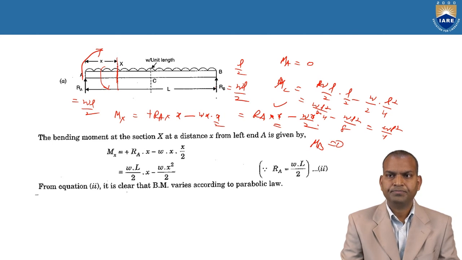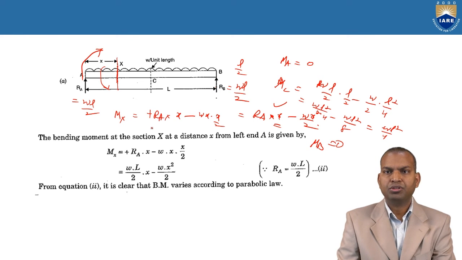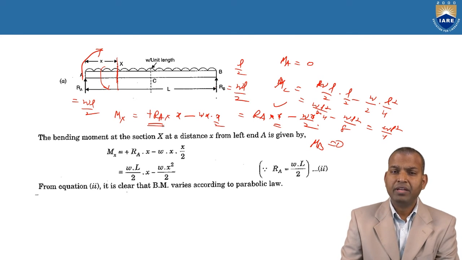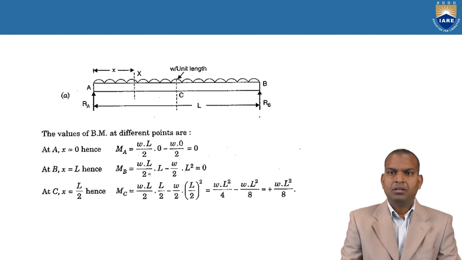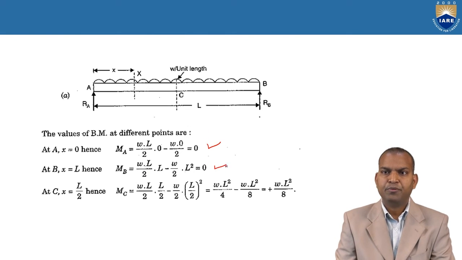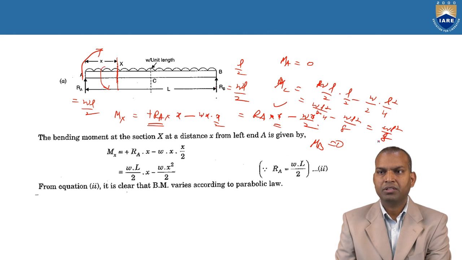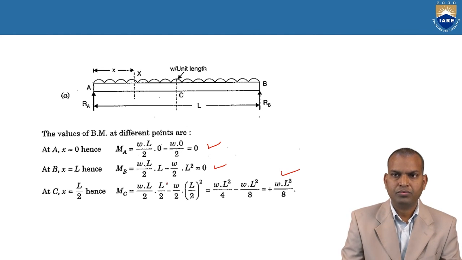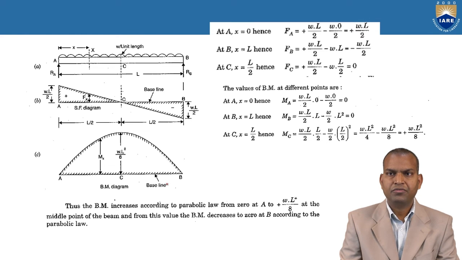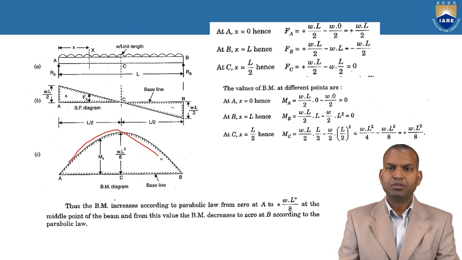So let us draw the diagram. From this equation, the bending moment is varying according to parabolic law. That's why we have to draw the parabolic curve here. We can see at A and B it is 0, and at the midpoint it is WL square by 8, a positive value. Now, let us see how this is varying in this diagram. If we keep it over here, this is the diagram. We can see how it is being varied.